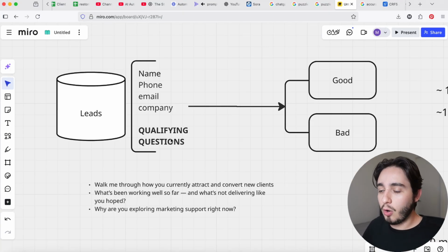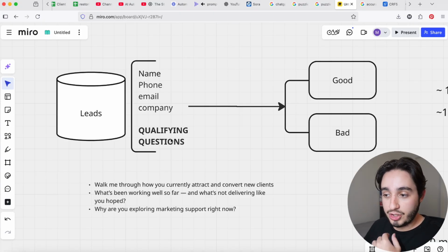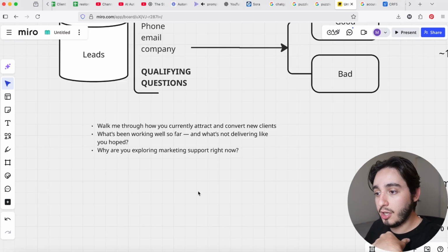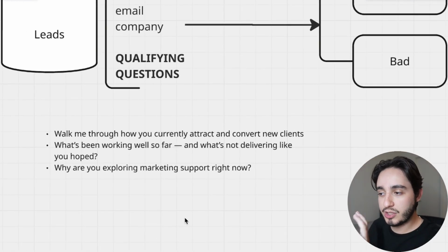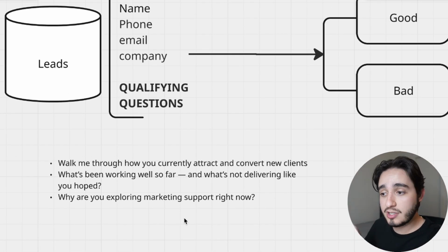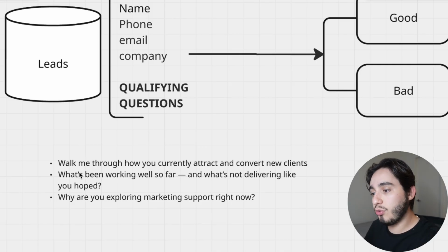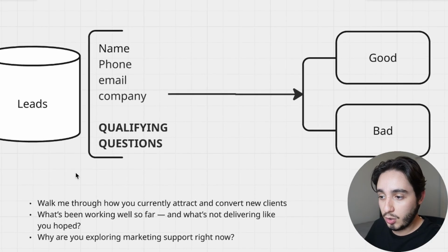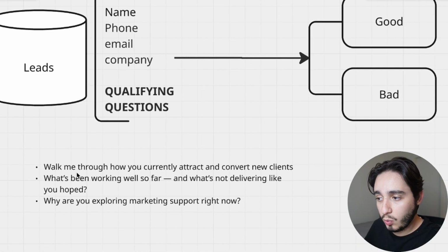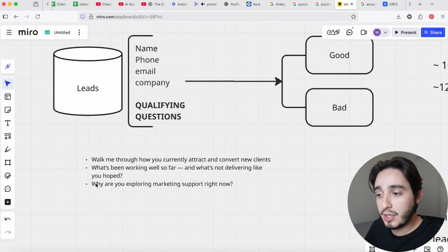And here, only if you want to really go deep into using AI and getting a lot of data from these leads, you can ask broad questions like these ones that we have listed over here. And in these questions that I wrote over here, I was assuming that you are a marketing agency, so that's why these are tailored like this. So one question could be, walk me through how you currently attract and convert new clients, or the other one is what's been working well so far and what's not delivering like you hoped. And the third one is, why are you exploring marketing support right now?